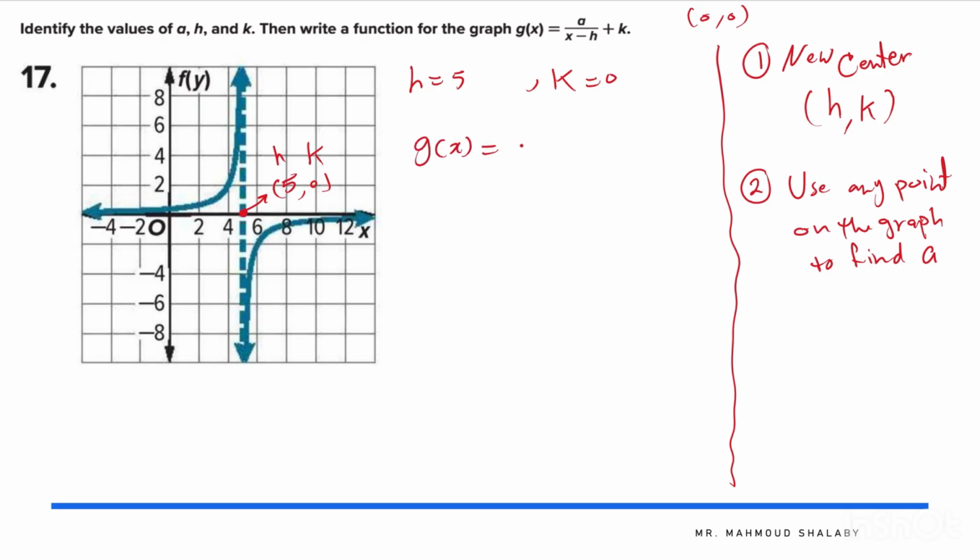g of x equals, I still don't know the value of a, and we will write here x minus 5, x minus h is 5, plus 0. As long as this is plus 0, I don't need to show this. It's only this part here. So the first step is done: finding the new center, h and k, from the graph, the intersection of the vertical and the horizontal asymptotes, and label them h and k, so you can simply find the values of h and k. Step 2, use any point on the graph to find the value of a.